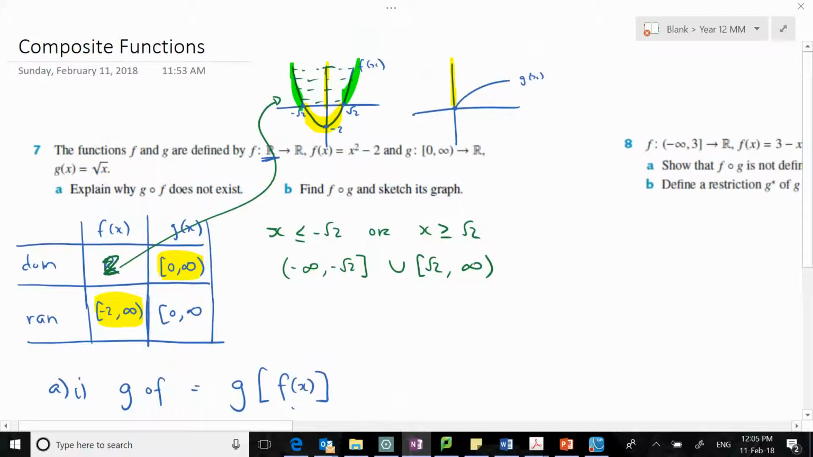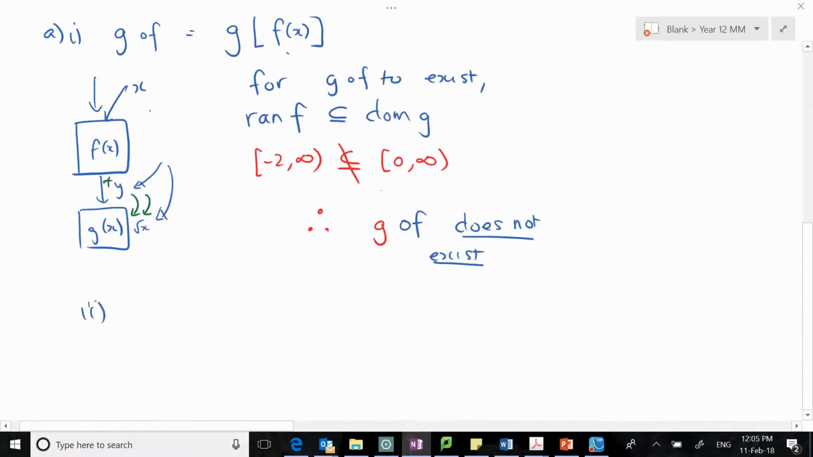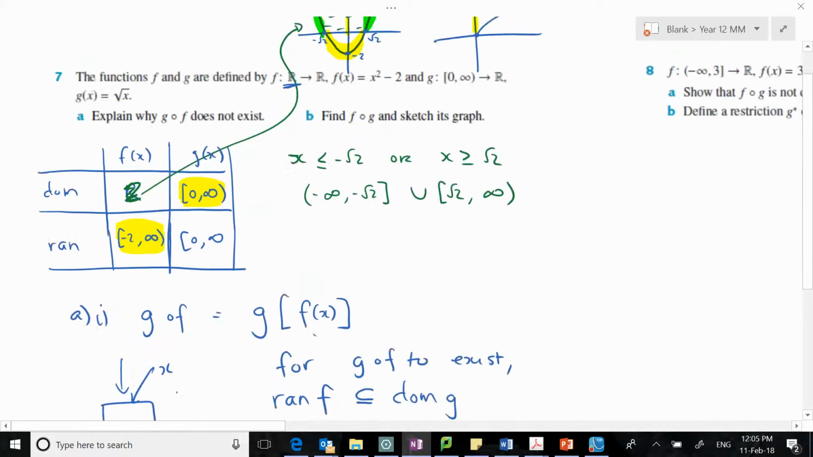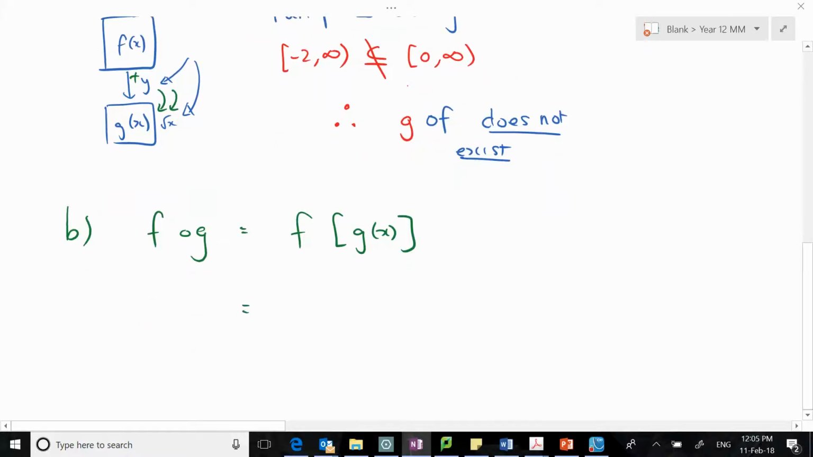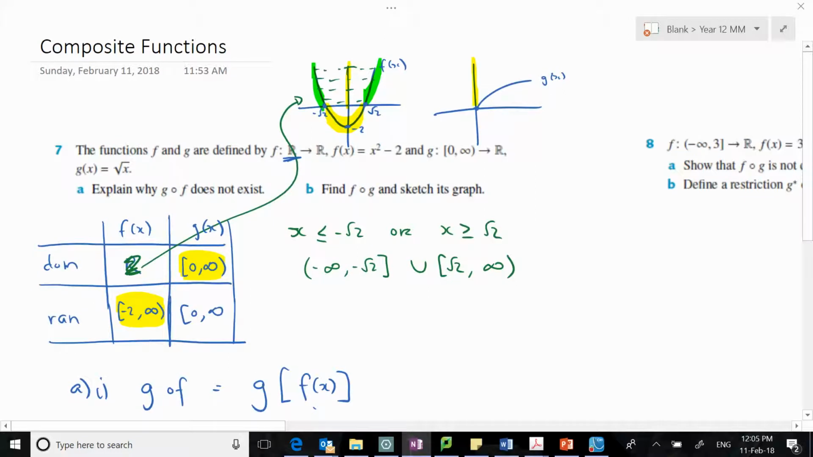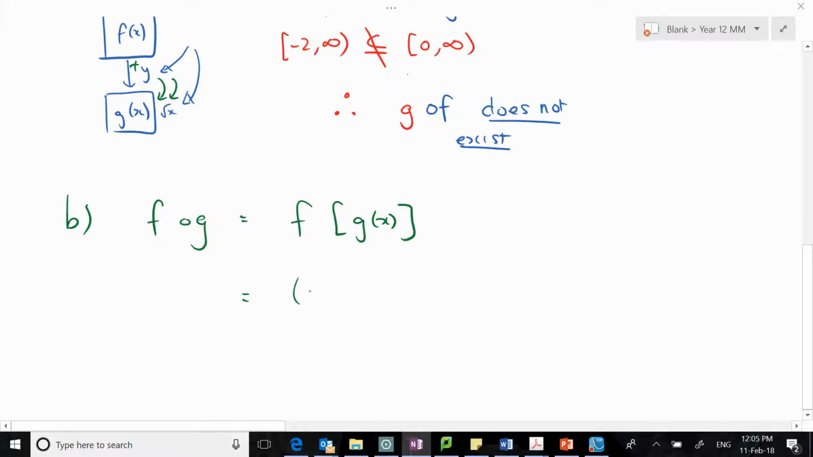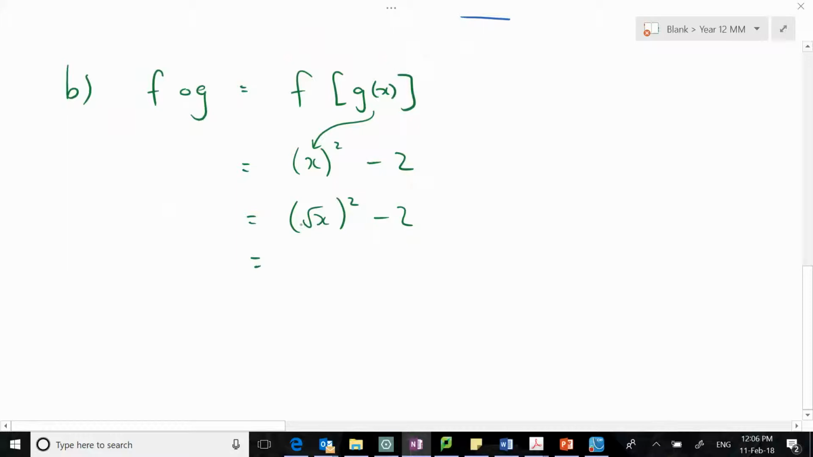Okay, so if that's the question they normally ask, then that's how you do it. But this question says, find f of g and sketch its graph. So f of g, let's do b now. So b is f of g, which means I'm going to substitute g of x into f. And g of x is a square root function, and I'm substituting into x squared minus 2. Usually I'd have x squared minus 2, but instead of the x, I'm now substituting g of x in, so that makes it root of x all squared minus 2, and that ends up being x minus 2.